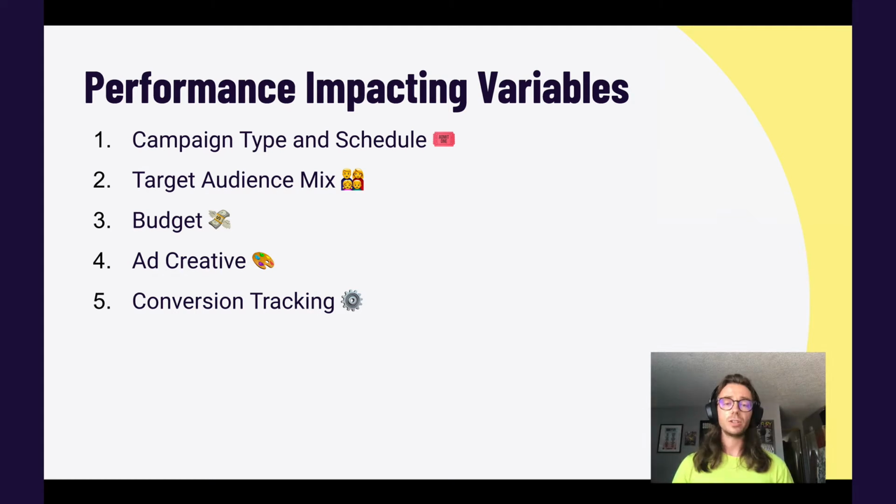The third variable is our budget. How much are we actually spending and allocating for our campaigns, and when are we running them? Fourth is the ad creative that we are using to attract individuals seeing our ad. And the fifth is conversion tracking, which is a fancy word for basically how we can track results that come from your ad campaigns.